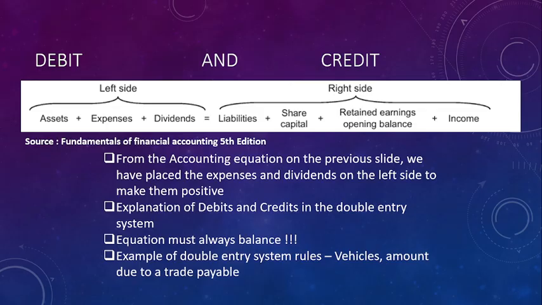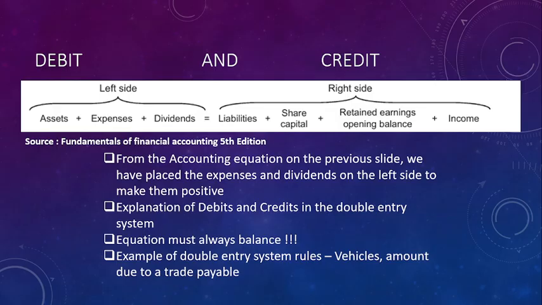Then we've got your liabilities. Your liabilities increase on the right hand side, right? I hope you can see this mouse. Your liabilities on the credit side increase, and then on the left hand side, the debit side, they will decrease. Same with share capital, same with retained earnings opening balance, same with income, right? Income is going to increase on your right hand side and decrease on your left hand side, right?